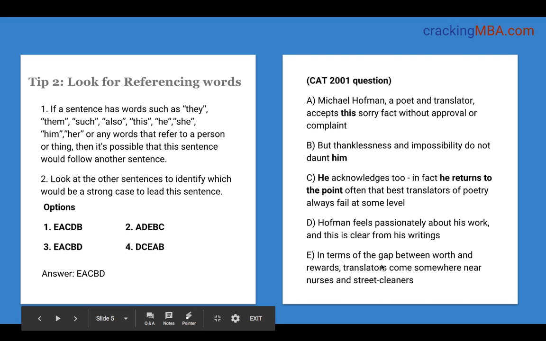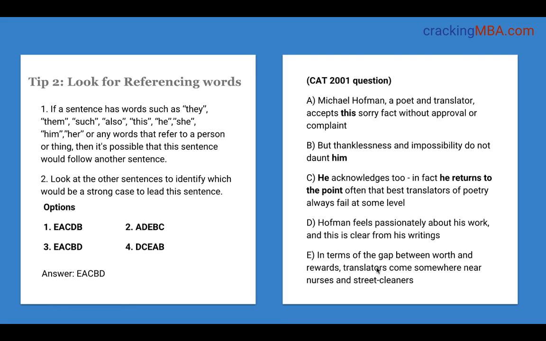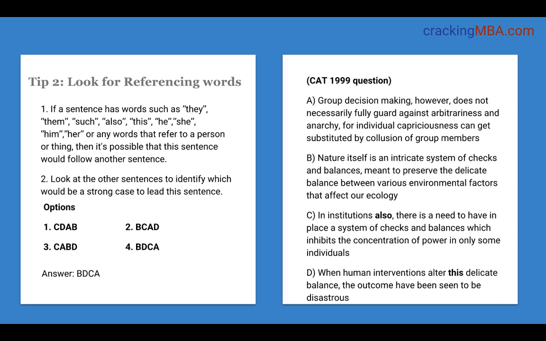So basically what we have achieved using these referencing words is a connecting pair. EAC has been a connecting pair which we've identified, based on which we have been able to solve this question. Now let's look at how we can apply this same concept to the 1999 question which we saw before.